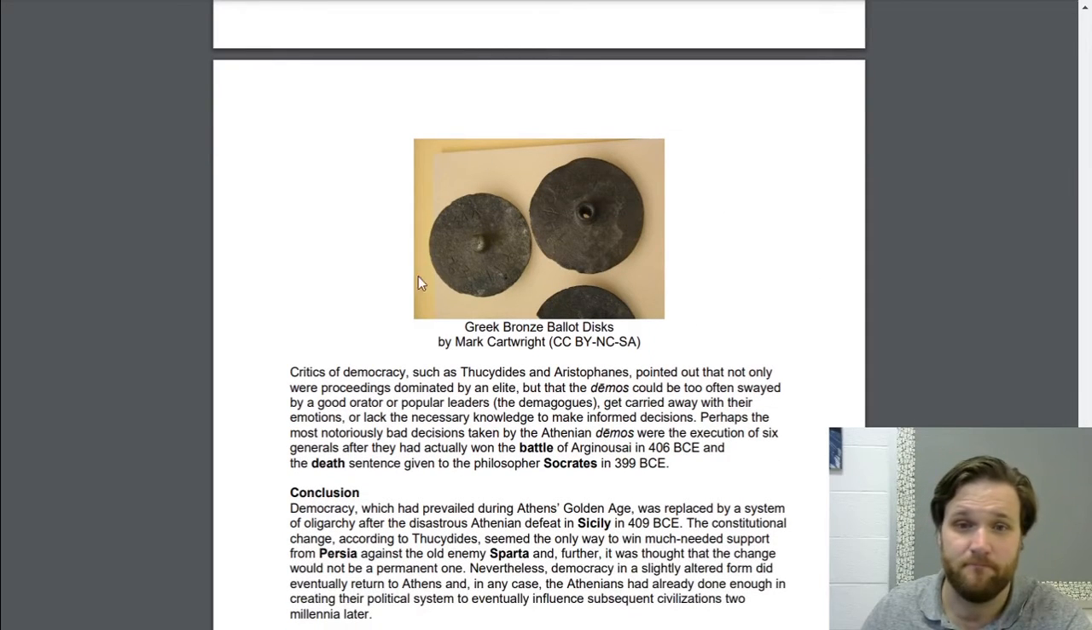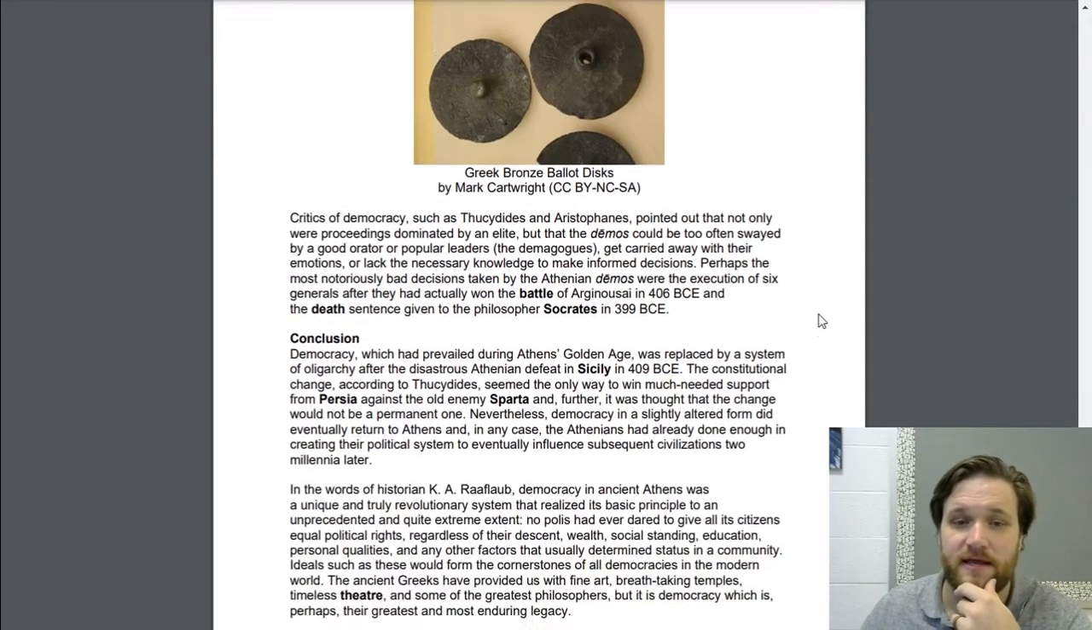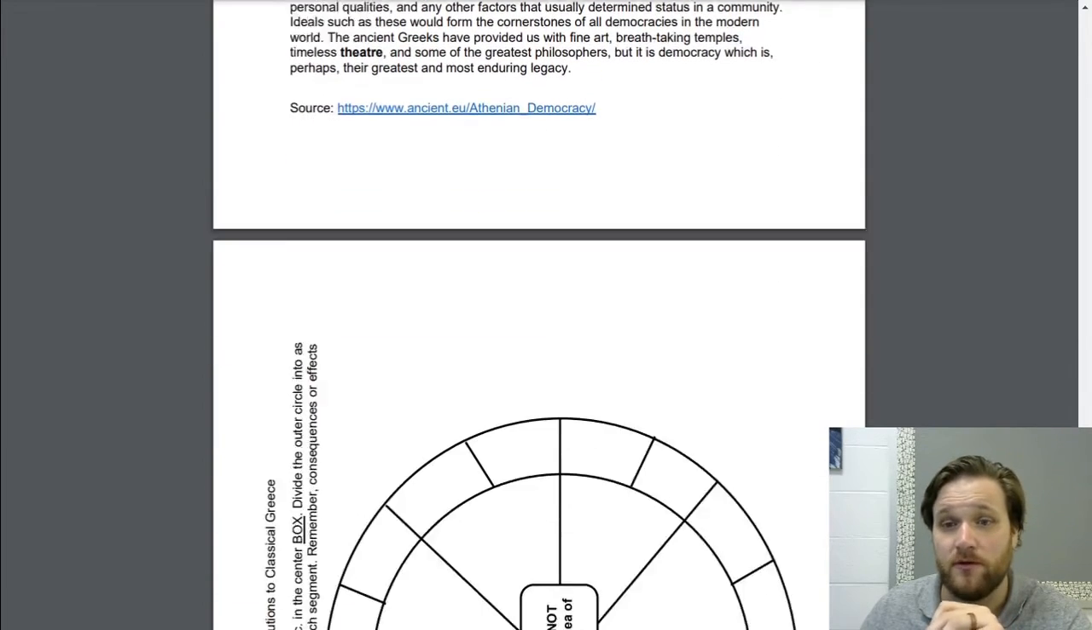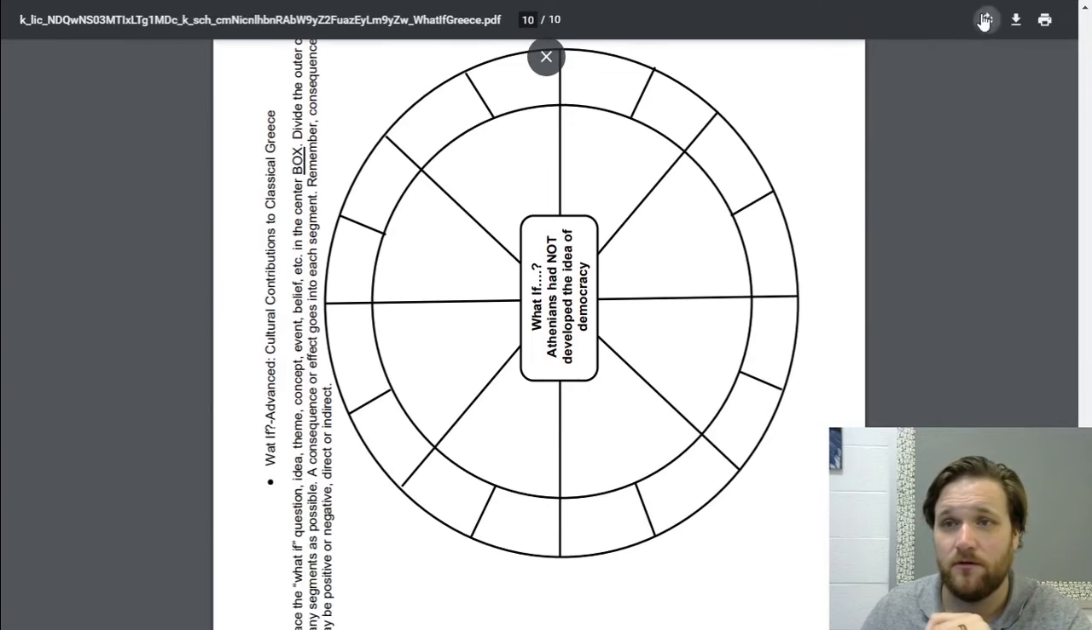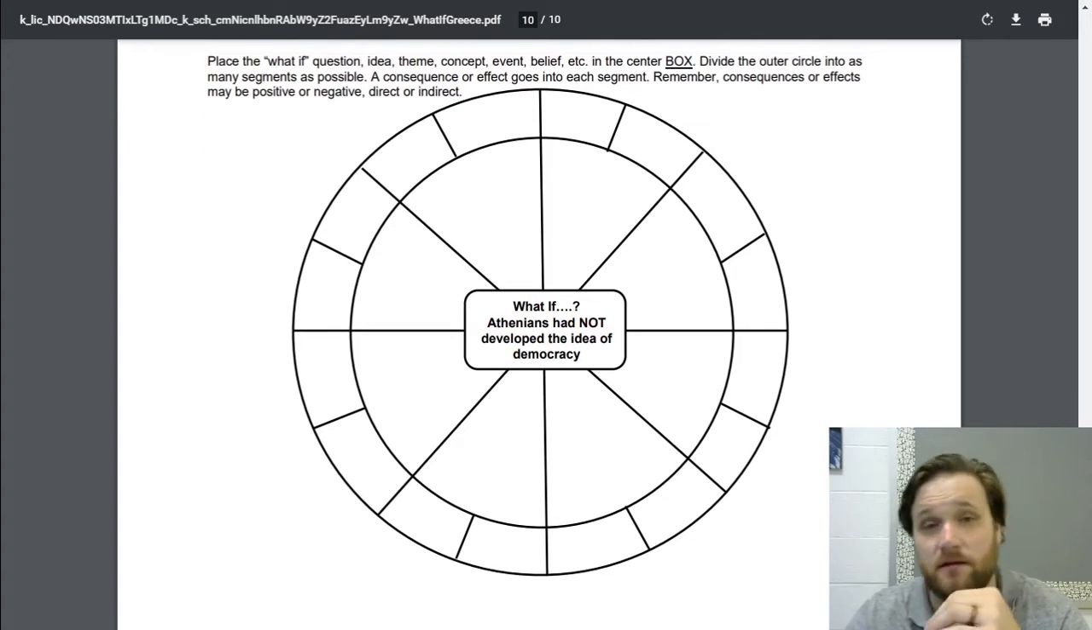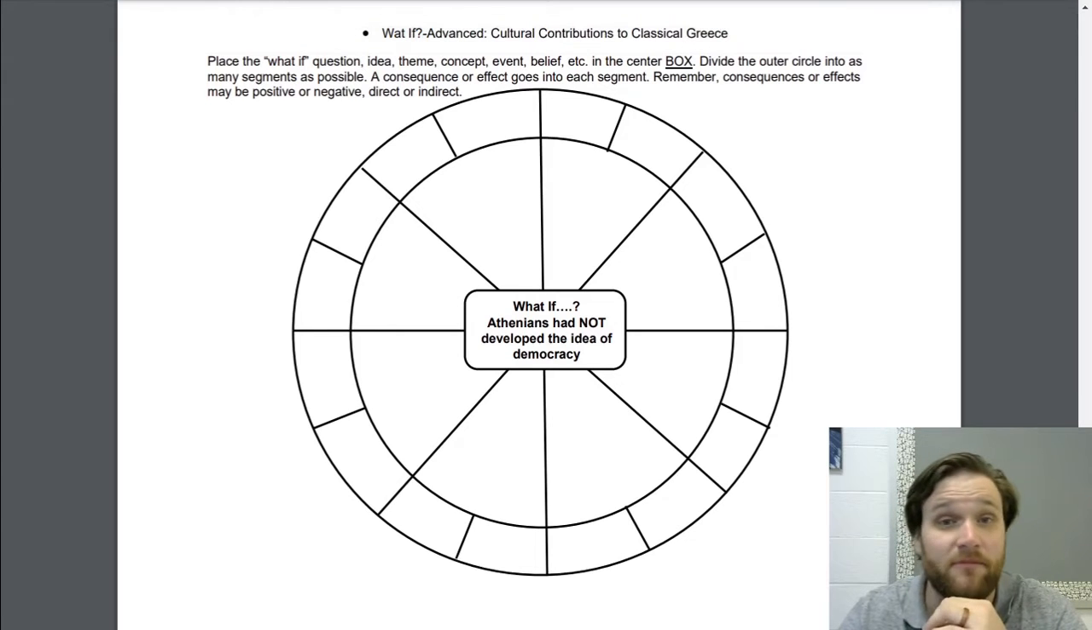Like this specifically, ballot discs that were used in the voting process. But like I said, I want you to go through and read this in detail. And this is why. This assignment is going to make you create hypothetical situations based on a question. And the question that I'm posing to you is, what if Athenians had not developed the idea of democracy? So it did not happen in Athens, Greece.